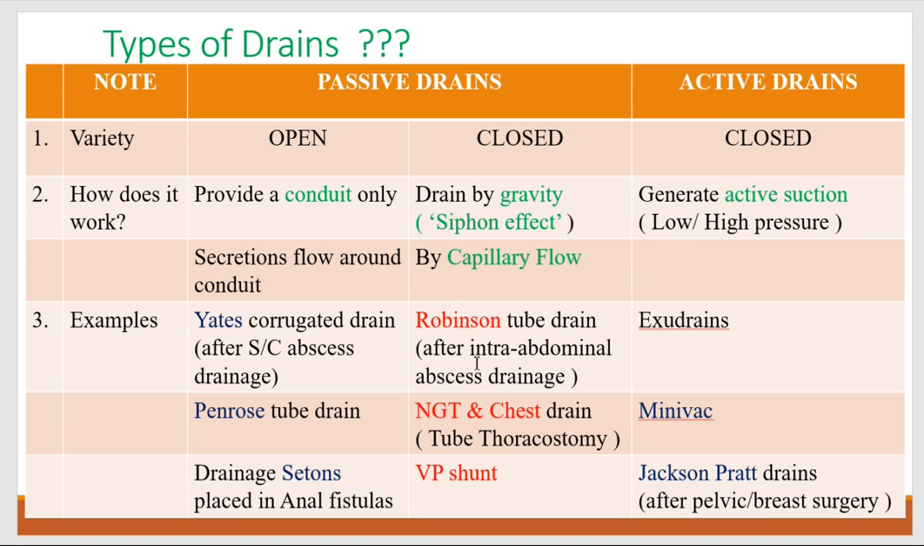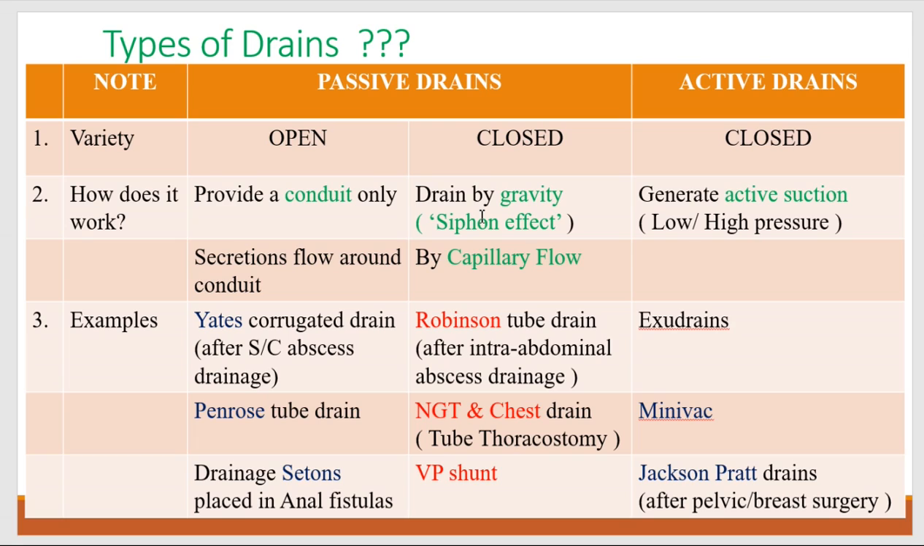Now let's come to the next column, the closed passive drain. Again, the drain is functioning passively, but the fluid is being stored in a closed chamber. So closed passive drain. And how does it work? There are two important theories. The first is that it drains by gravity, known as the siphon effect, and by capillary flow. These closed passive drains act via these two methods.